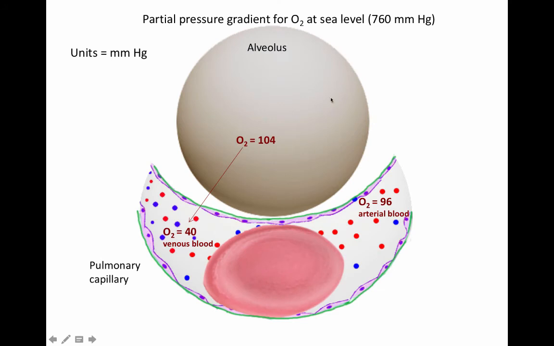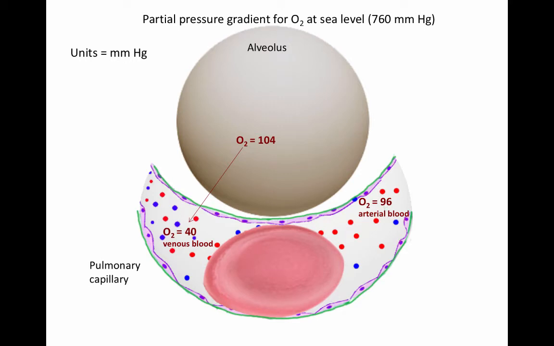Another image of this: if we see the partial pressure gradient for oxygen at sea level at 1 atmosphere of 760 millimeters of mercury, we would say that oxygen in the alveolus is at 104 millimeters of mercury. In venous blood that's deoxygenated, there's still oxygen in it, but it may only be at 40 millimeters of mercury. When we transfer oxygen from the alveolus, where we've been bringing new oxygenated air in, into the hemoglobin, we see our arterial blood O2 go up to 96 millimeters of mercury.